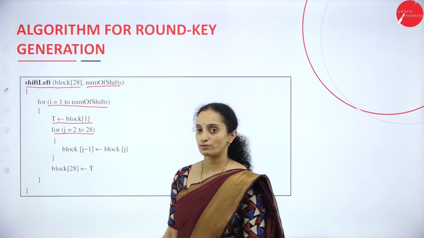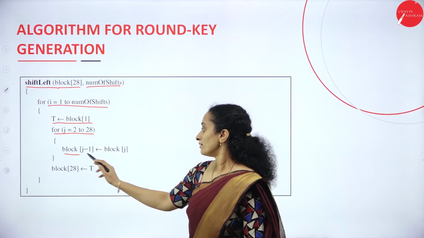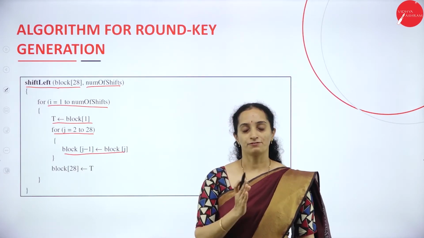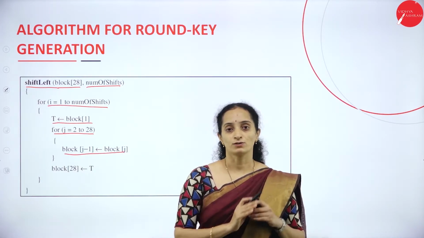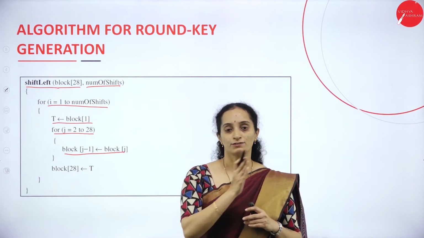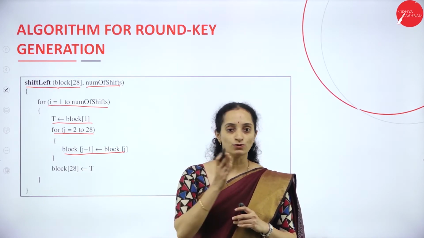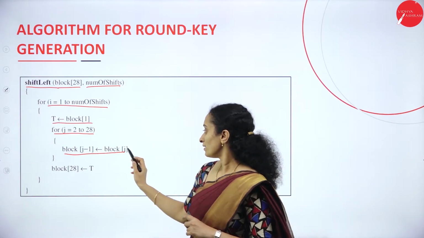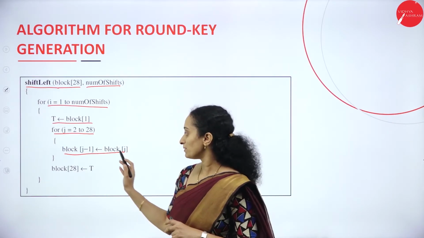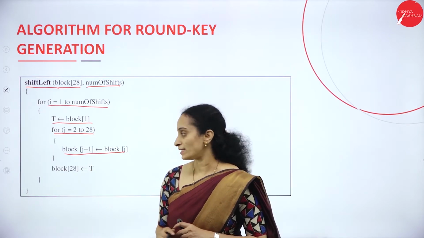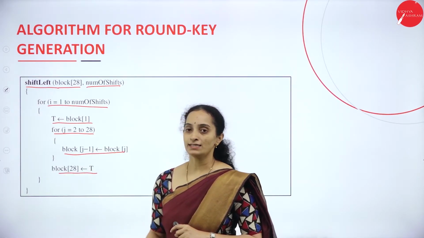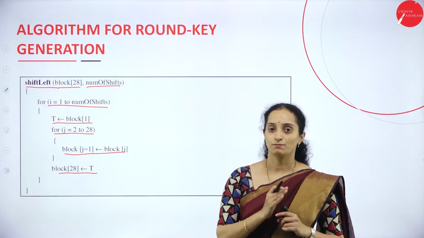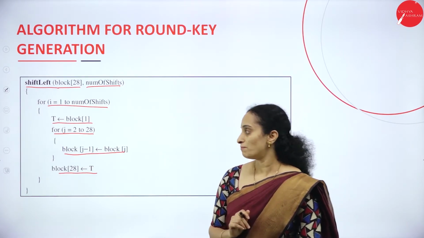Now for J from 2 to 28, the bit at the jth position will be shifted to j minus 1. If it is 1, it is shifted to 0th. If it is 2, it is shifted to 1. If it is 3, it is shifted to 2. The value in bit j will be shifted to j minus 1. Next, we get the total shifted block of 28 bits.